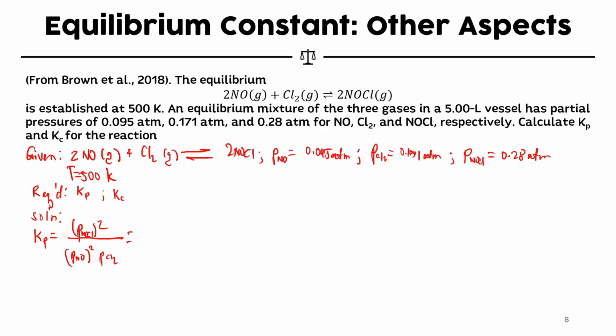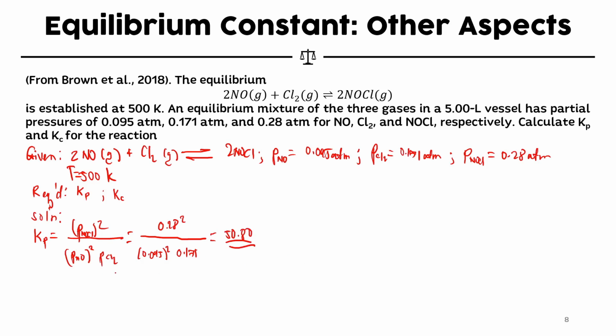This is just simply direct substitution, so this is equal to 0.28 squared over 0.095 squared times 0.171. And that is equal to, rounded off to 4 significant figures, 50.80. So again, Kp is unitless.